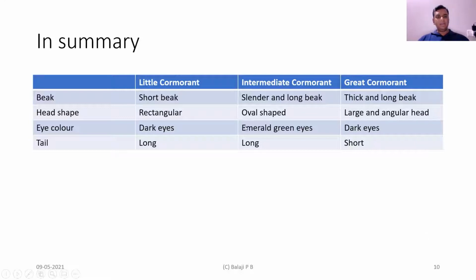The eye color: the little cormorant has dark eyes. The intermediate cormorant has emerald green eyes, particularly more pronounced in the breeding plumage, and also sometimes in the non-breeding plumage. The great cormorant has dark eyes with a greenish tinge, but it is not as pronounced as the eyes of the intermediate cormorant. The tail of the little cormorant is long. The intermediate cormorant is also long in proportion to the body. And the great cormorant is relatively short compared to the other two cormorants.